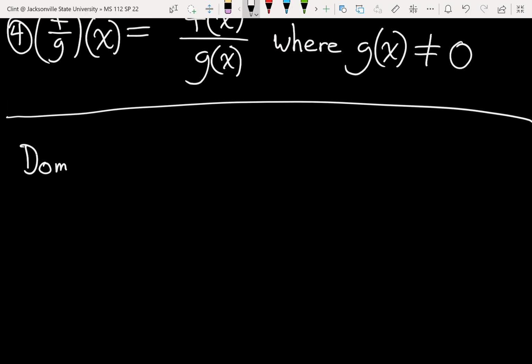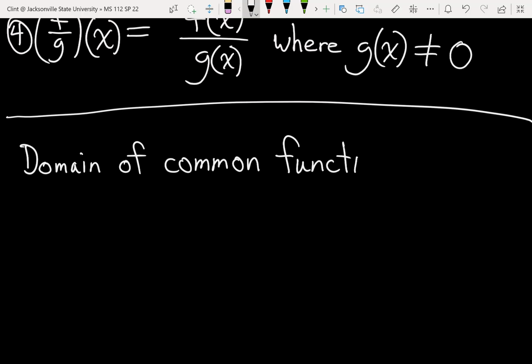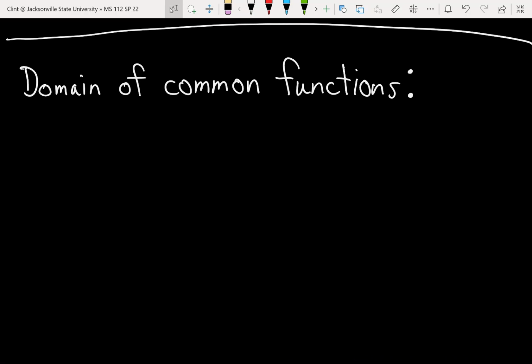So let's think about some of the common functions that we've been talking about, and think about what the domain of these things would be. So remember, domain is the set of all inputs that work with our function. Right? So the set of all the values that we can put into our function and get an output. That's the domain. In x-y notation, we think about the set of all x's that work in our function, that will give us an f of x or a y out of our function.